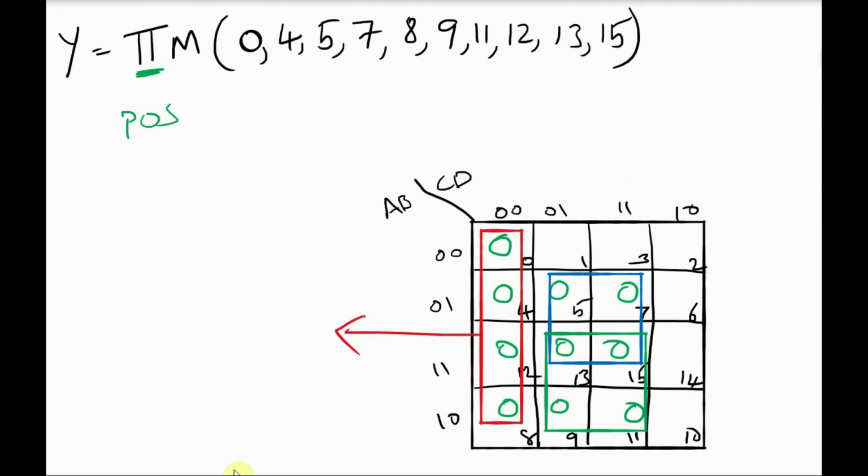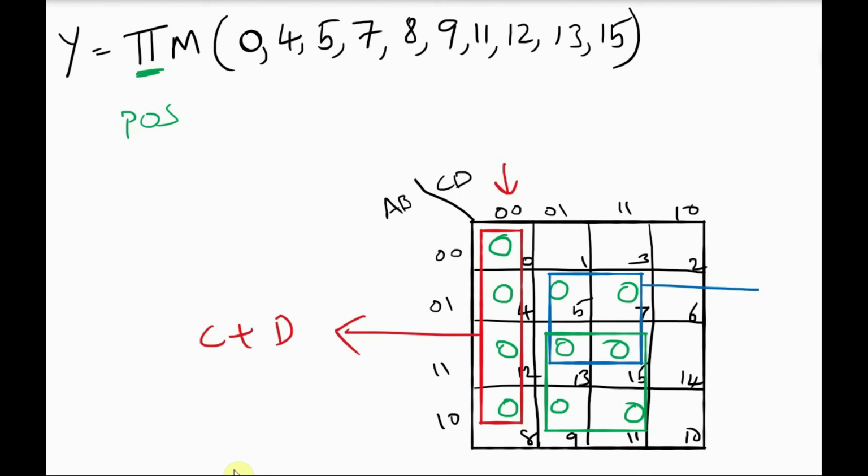It lies in all the rows. So the row value is not taken. We have only the column value, that is 0, 0. That means that is C plus D. Because the value of C is 0 and value of D is 0, we have to add each variable. That is max term, sum term. Since it is 0, we don't want to put bar in the case of POS.